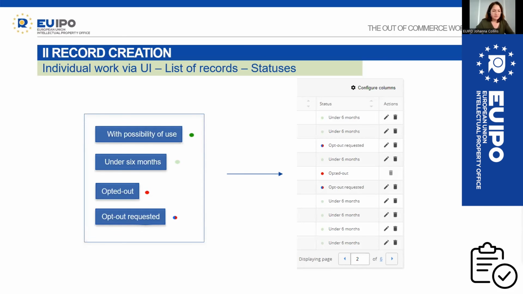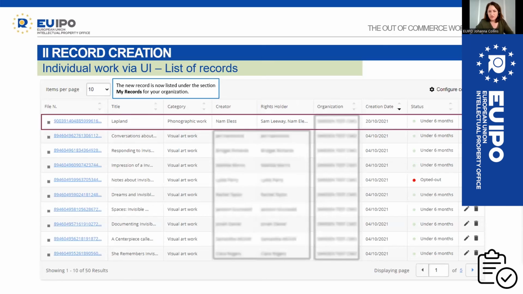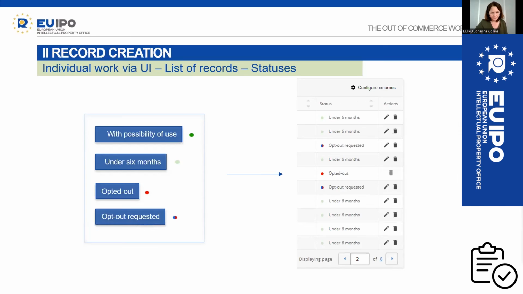On that page, the previous page, one of the things you can do is this, in this action column, you can edit records as the owner of the record. You can edit it, you can delete it up to the point where it's been opted out. At that stage, there's no real action available.